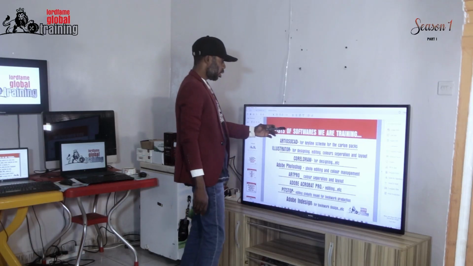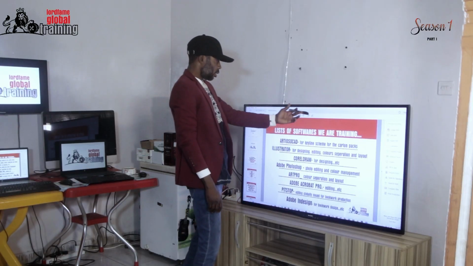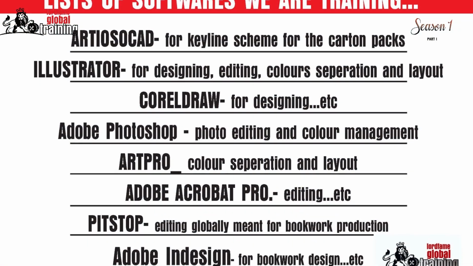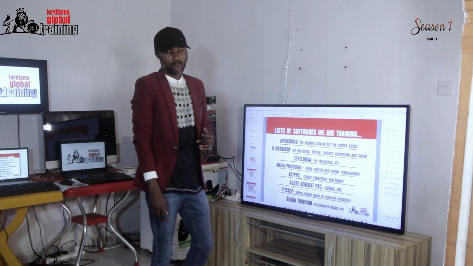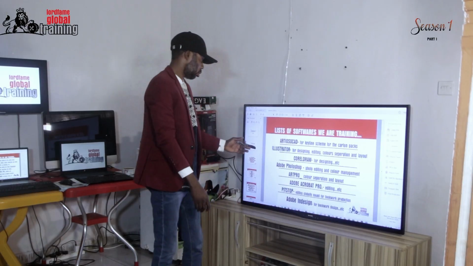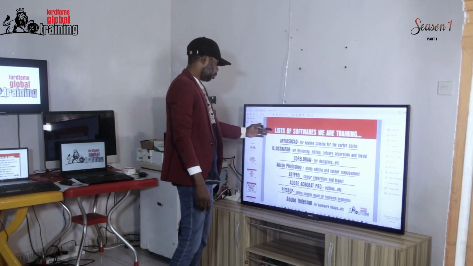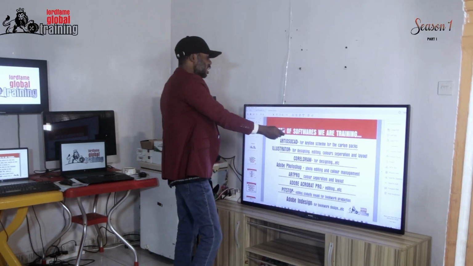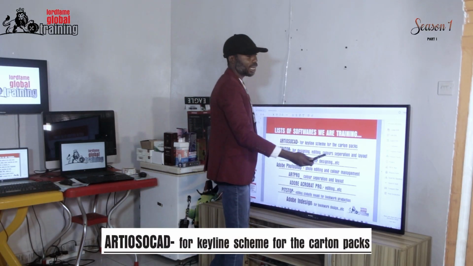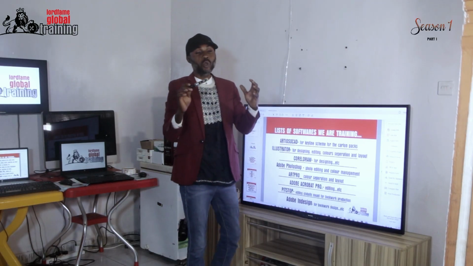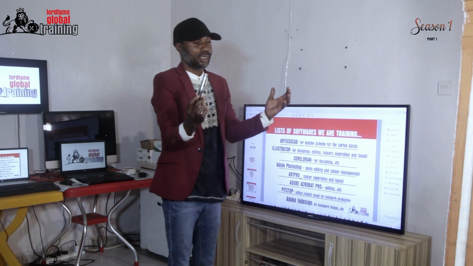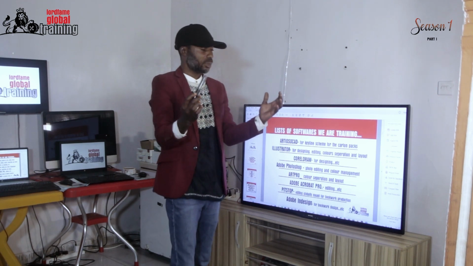List of software we are training. Those are the list of software that I'm going to teach you when we get to the practical. Beginning from AutoCAD. AutoCAD for the keyline scheme for the carton pack is going to give you the skeleton of the pack. That's what we call scheme.